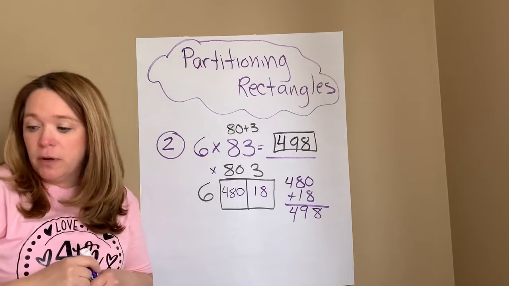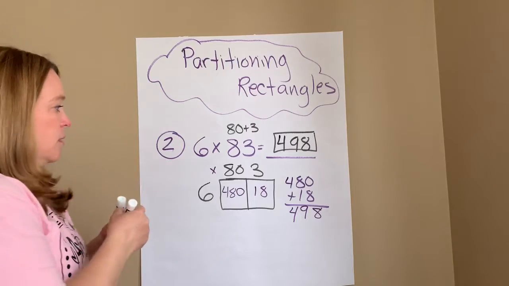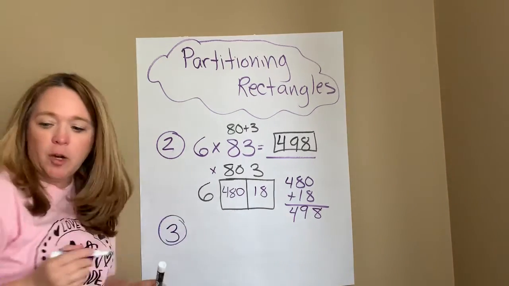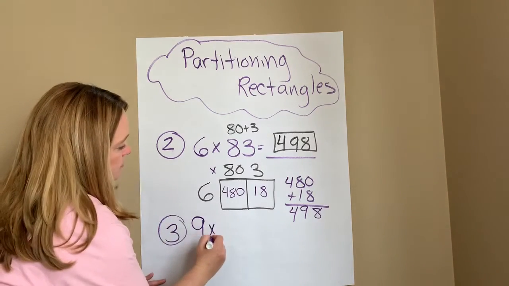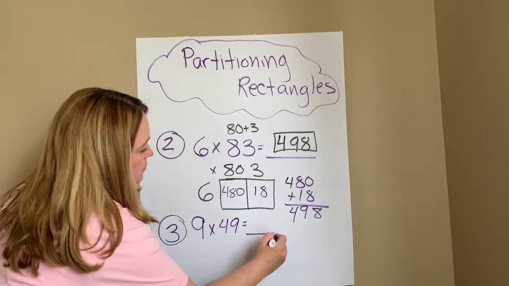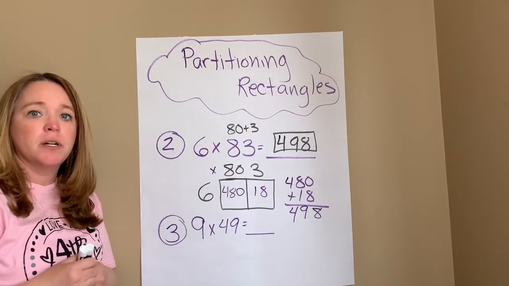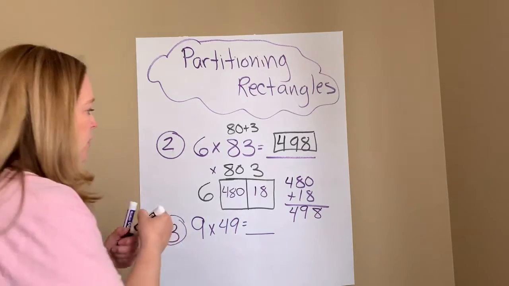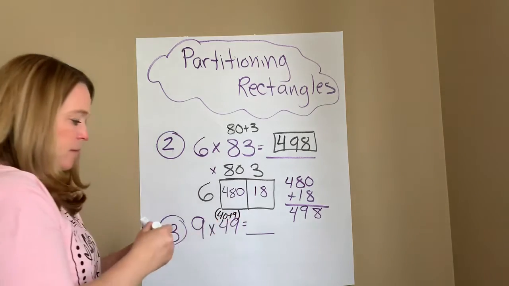And if you want, you can go ahead and try to do the next one, which is number 3. I'll set you up for number 3. Our problem is 9 times 49. Keep in mind, we want to break down our 49. We want to decompose our number. If I looked at 49 separately, I would have 40 plus 9. So here comes my 40 plus my 9.